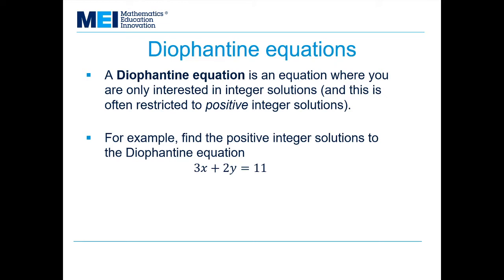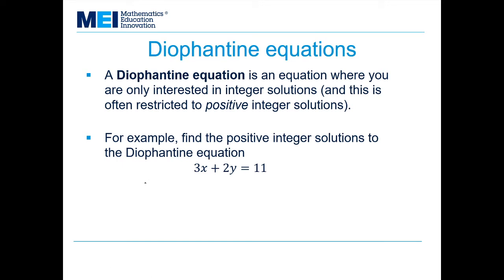Let's look at an example of a Diophantine equation. 3x plus 2y equals 11. Find the positive integer solutions. Now, because the numbers involved here are quite small, we can solve this by inspection.